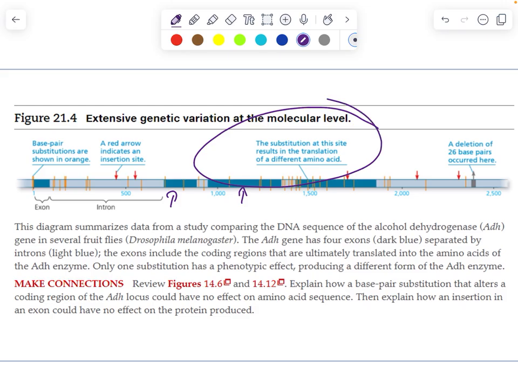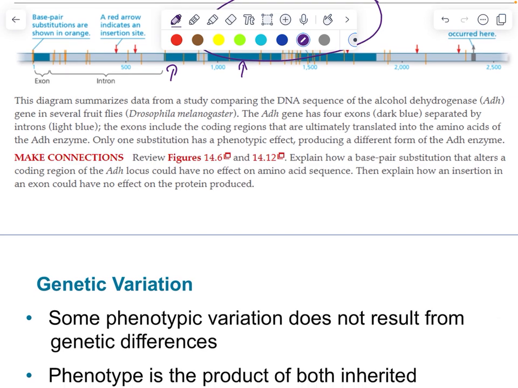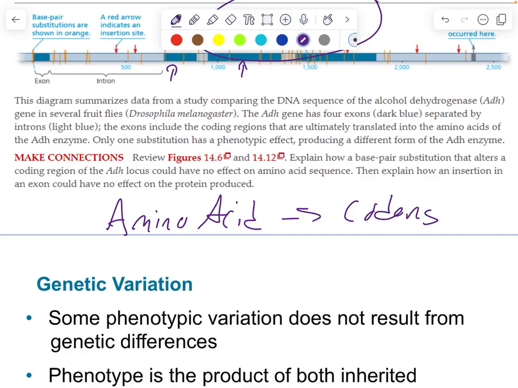How in the world can there be so many changes, and yet only one difference? And so this is an example of the redundancy of the genetic code, right? How the same amino acid is encoded by multiple different codons. So you can change a letter, but you still might get the exact same amino acid, and you would get the same form of the protein and the same function.